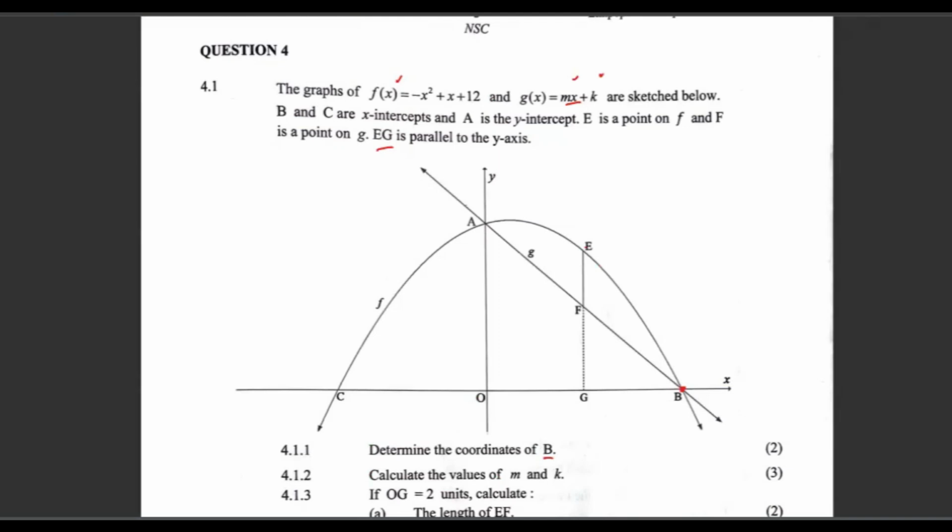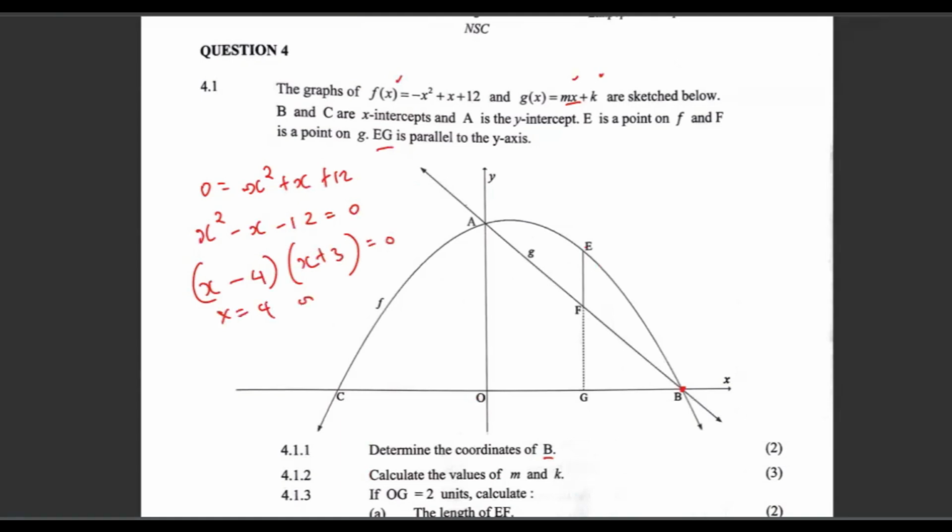Okay, so where we have y as a 0, because that will be the x-axis. So where there is f of x, we're going to put a 0. That's going to be negative x squared plus x plus 12. Let's move everything over. It's x squared minus x minus 12 is equal to 0. That's x, I can say minus 4 and plus a 3. So which means x is a 4 or x is a negative 3.